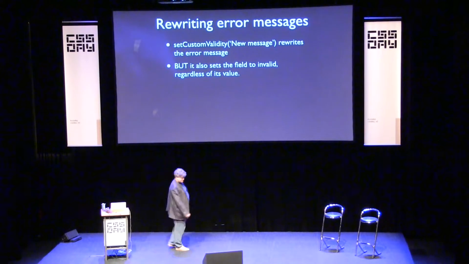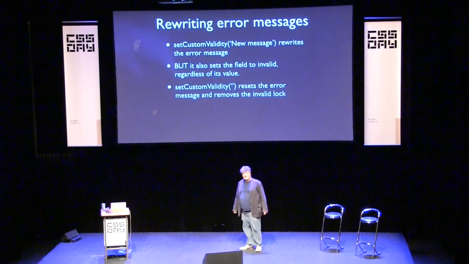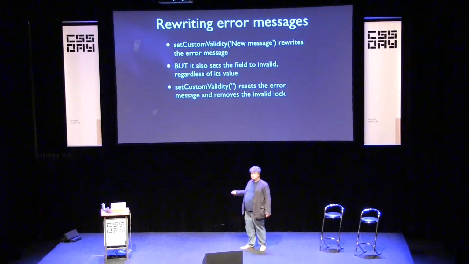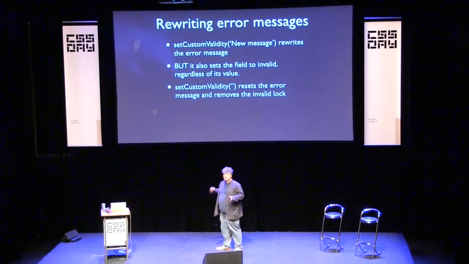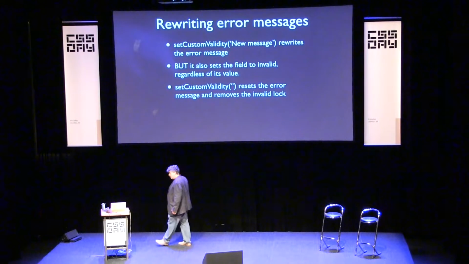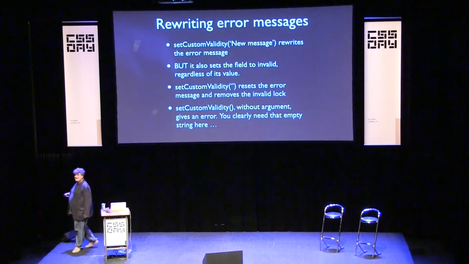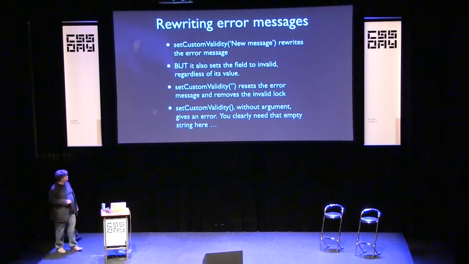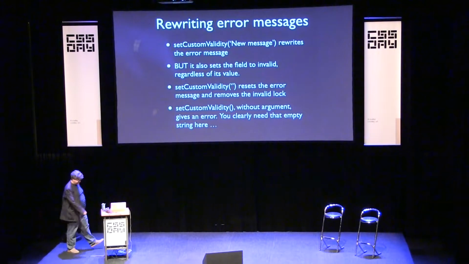Browser compatibility research for you. If you set custom validity with an empty string, it resets the error message to the default, and it removes the invalid flag. In other words, then the browser can figure out whether it's valid or invalid according to the normal rules. What happens if you use set custom validity without an argument whatsoever? It gives an error, because obviously this is not the same as that, and we absolutely positively need an empty string there. Bad API design. Okay.